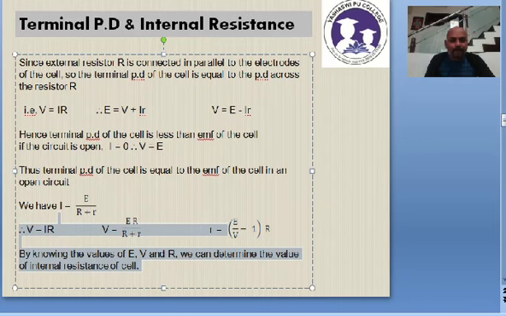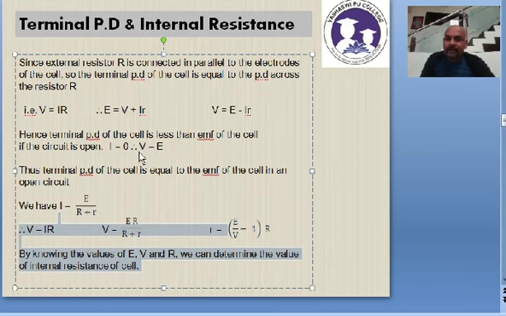Now suppose we move further, remember terminal potential difference of the cell is less than EMF of the cell. If the circuit is open, what do you mean by that? Circuit is open means two things. Current is not drawn. Second, R is equal to infinity. If external resistance capital R is equal to infinity, current is not drawn. So in both cases we say it is an open circuit. In an open circuit, I is equal to 0. So if you put I is equal to 0, V becomes equal to E. Very simple. That means terminal potential difference is equal to EMF of the cell in an open circuit.